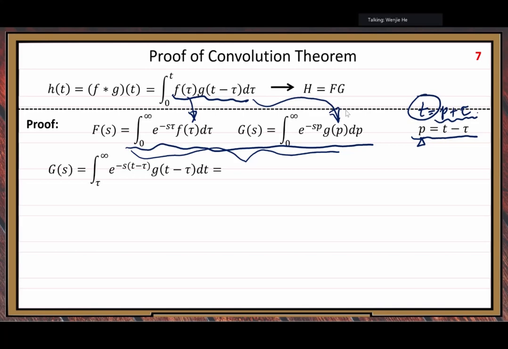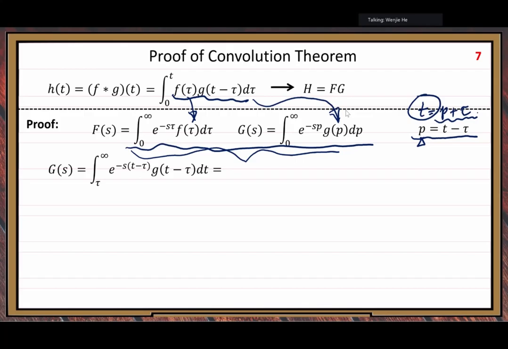So now we need to do the variable substitution. Straightforward variable substitution. In this step, you need to be careful about this lower integral limit. Then after that, we simplify this integral, but you need to treat t as the dummy variable and tau as a constant. So here tau is constant.